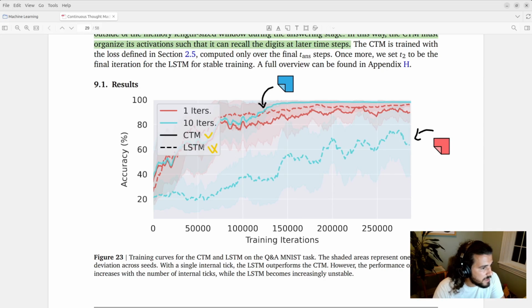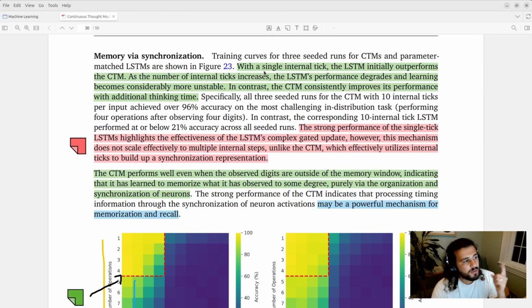So you have the LSTM and the CTM again with multiple iterations. The LSTM, you can forget it. You see that the CTM is pretty good at 10 iterations, and then at this number of training steps, it perfectly understood what's up. LSTM is still good. The LSTM is made for sequential information, but the CTM is able to catch up with 10 iterations. With a single internal tick, the LSTM initially outperformed the CTM. As the number of internal ticks increased, the LSTM performance degraded and learning became more unstable, which makes sense because they were not made for that. In contrast, the CTM constantly improves its performance with additional thinking time.